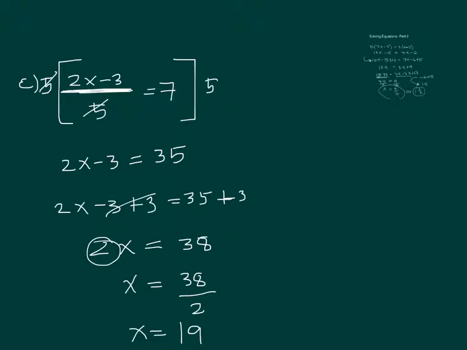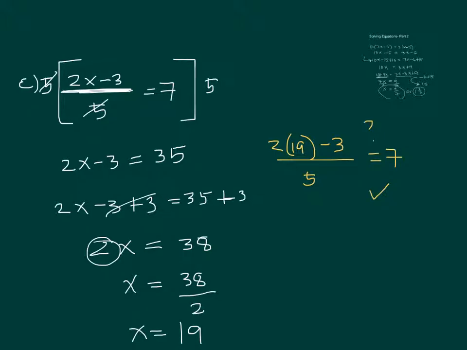And then again, you can check if you want by just putting the 19 on x. And that means 2 times 19. When you check, so you see what's 2 times 19 minus 3. And then when divided by 5, will that be equal to 7? If the answer to that question is a yes, then that means 19 is correct.